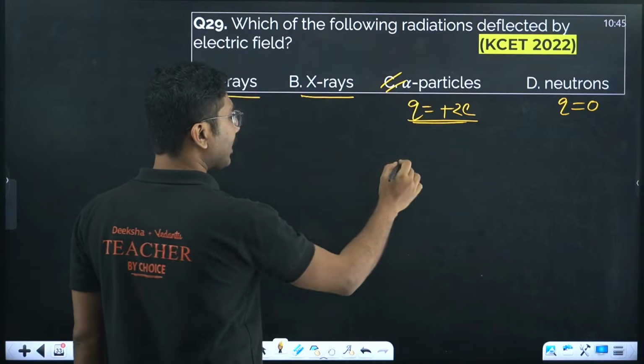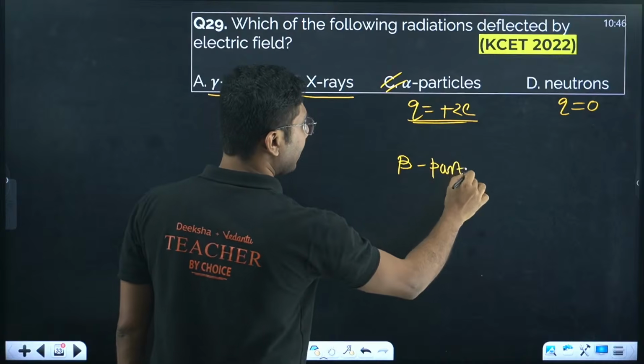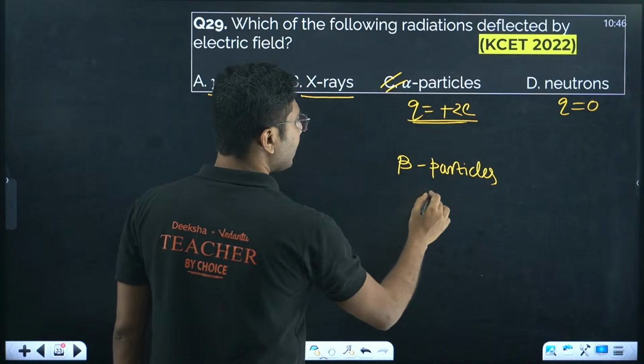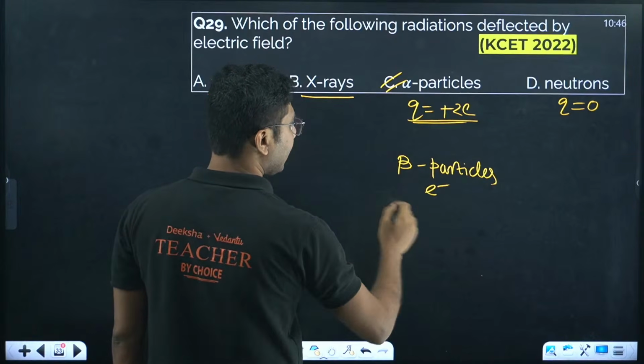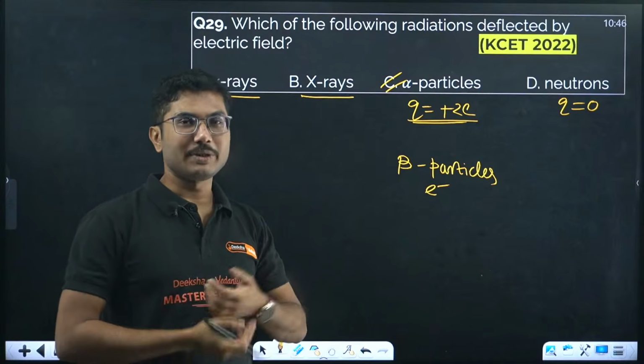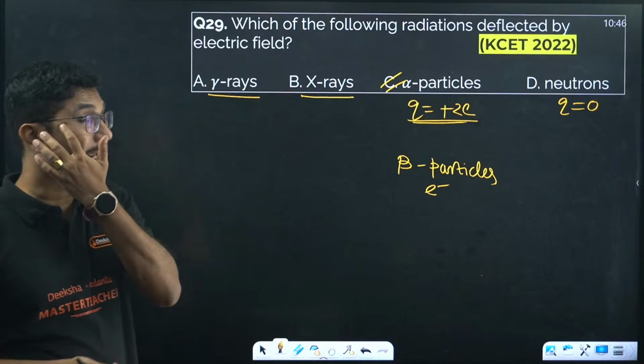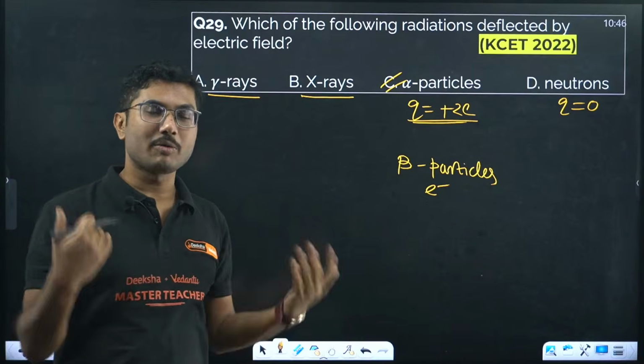Similarly, if they give you an option called beta particle, remember that beta particles are also charged particles which are electrons. They are negative electrons. So basically beta particles can also be deflected by electric field. But X-ray, gamma ray, they cannot be deflected by electric or magnetic field.